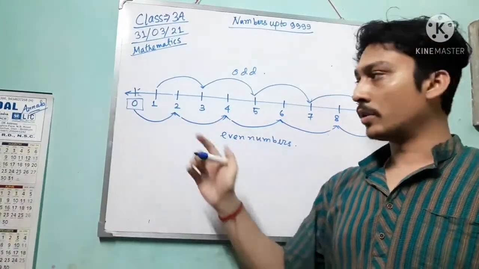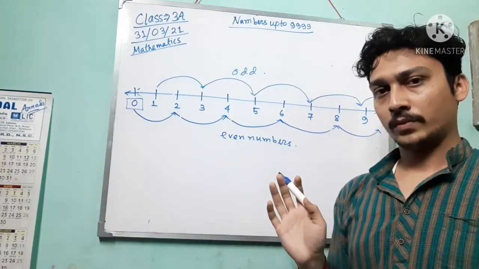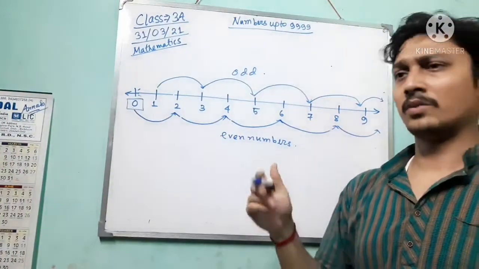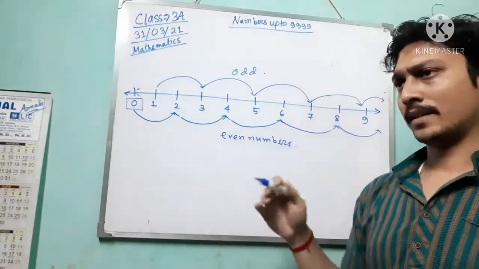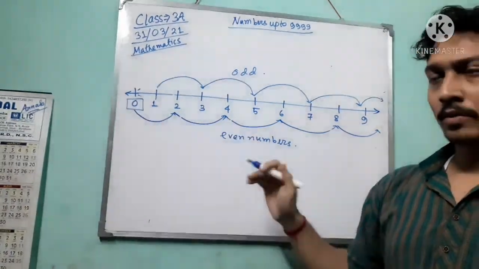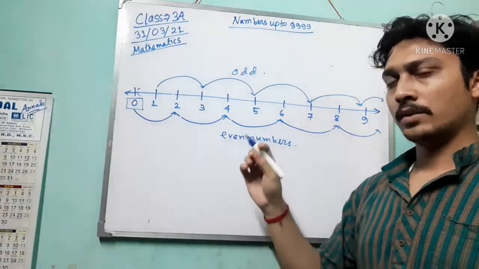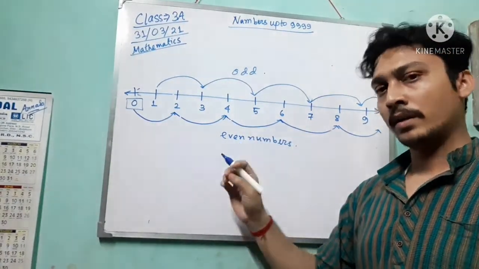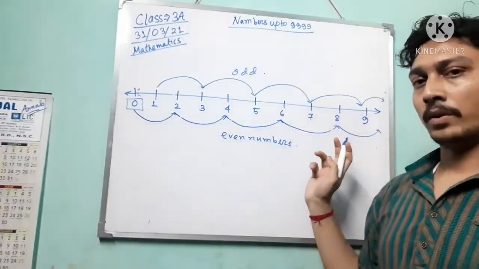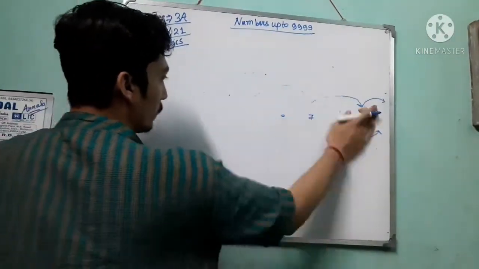Many of them say zero is neither an even number nor an odd number. Some of them consider zero is an even number, some consider zero neither even nor odd. So forget about it. But you have to follow the definition. The even number definition is, if the digit in the ones place of a number is 0, 2, 4, 6 or 8, then the number is called an even number. Okay. Now I am going to the next portion.